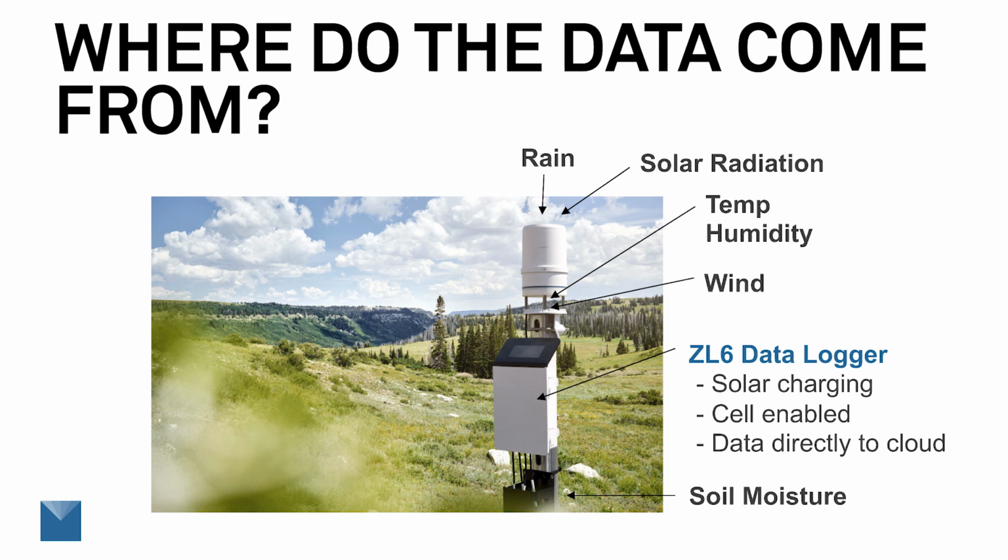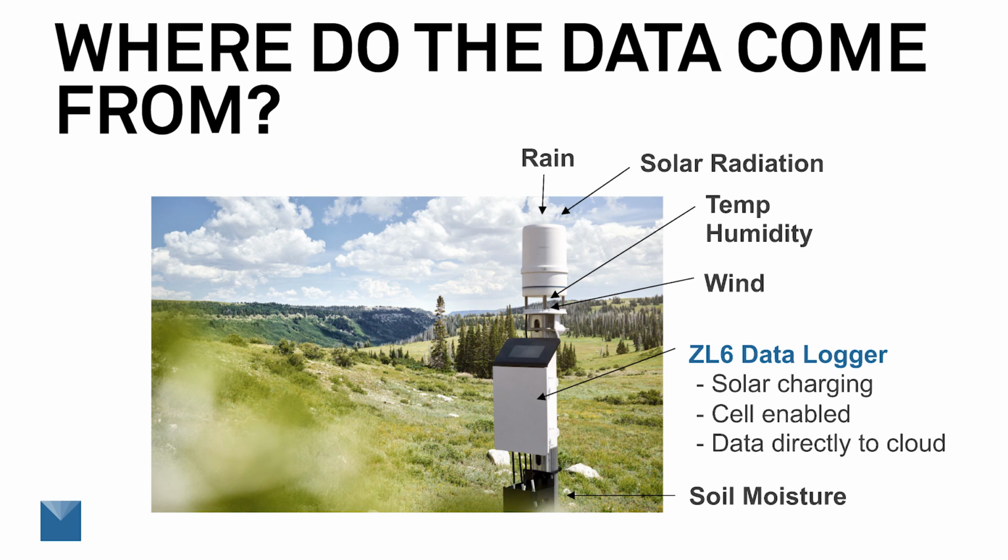The logger is shown here with the ATMOS 41 microenvironment monitor that provides the solar radiation, temperature, humidity, and wind data that are needed to estimate reference evapotranspiration. The rain gauge monitors the applied water. Soil moisture sensors that we'll discuss later also plug into the logger. You can do the whole installation in as little as 30 minutes.